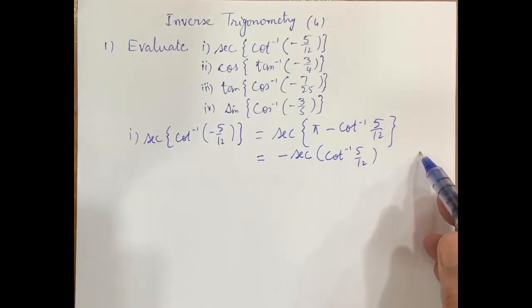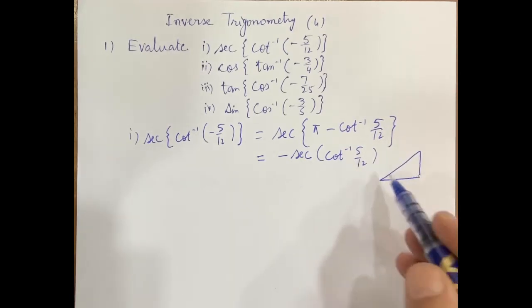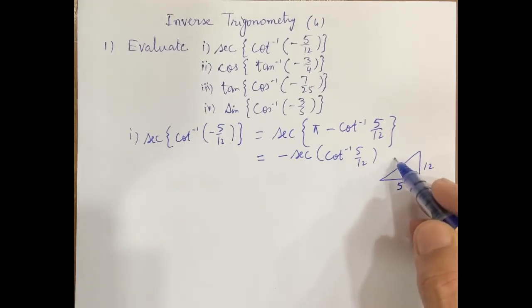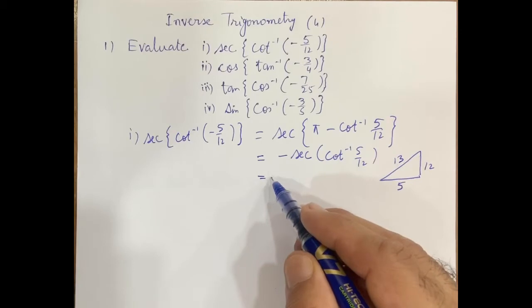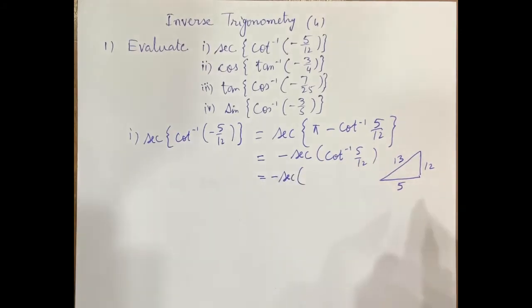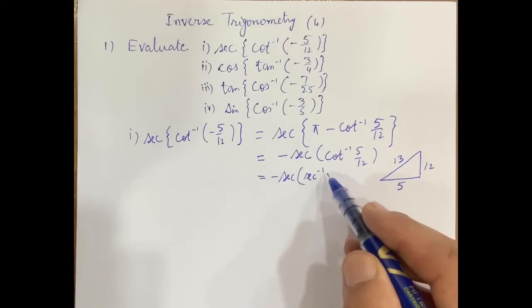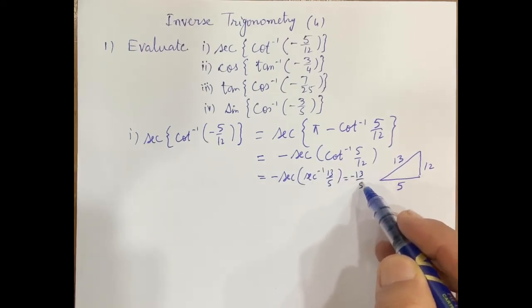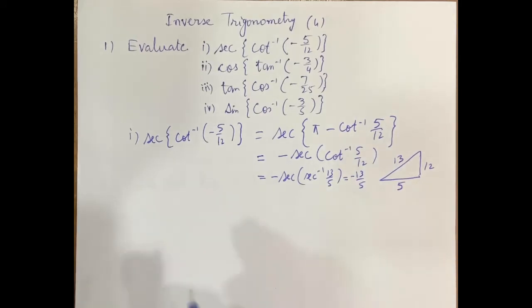Next we draw a triangle. Cot theta is 5 by 12. So this is 5, this is 12, this side will be 13. This is minus secant. This can be written as secant inverse of 13 by 5. Secant inverse of 13 by 5. So minus 13 by 5. This is the answer.